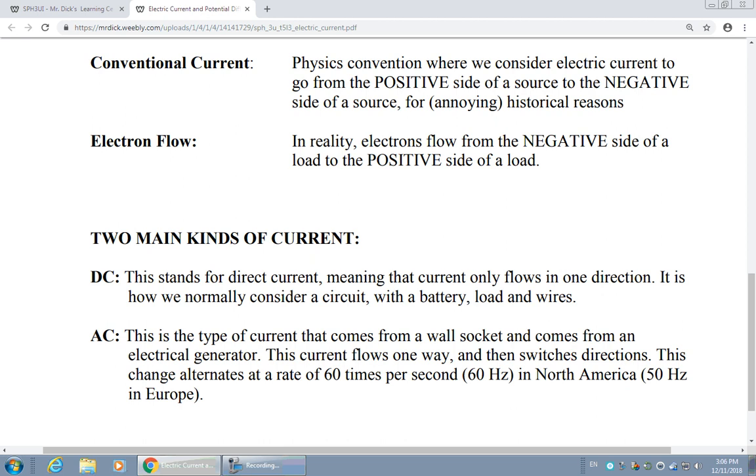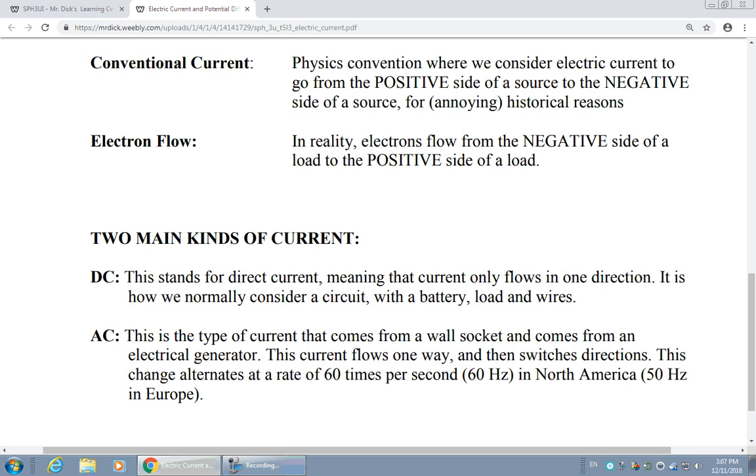And so they just made the assumption that it must be positively charged particles that were doing the moving, and so they imagined that the current was flowing the way that a positively charged particle would, which means that it would go away from the positive side of a battery and towards the negative side of a battery, because positive charges get pushed away from positive sides of things and get pulled towards the negative sides of things. And that's what we call conventional current.